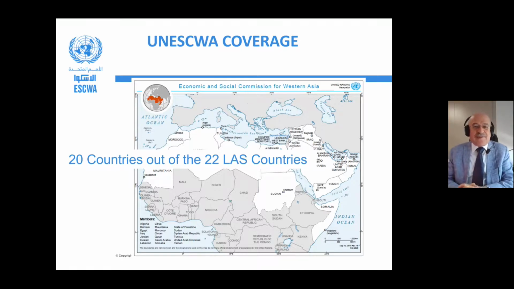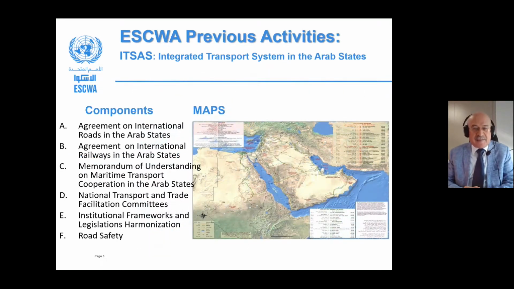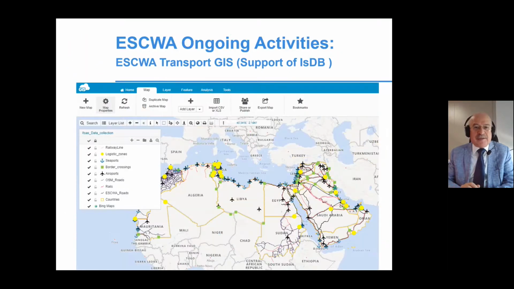Noting that ESCWA is now covering 20 countries out of the 22 countries that are forming the League of Arab States, ESCWA has developed many activities in the past related to the transport system in this region under the concept of the ITSAS, Integrated Transport System in the Arab States, which is a concept that is covering many regional agreements and MOUs, in addition to other activities related to transport facilitation and to road safety. We are now developing a GIS tool for the analysis of the transport performance across the region, thanks to the support provided for this initiative by the Islamic Development Bank.